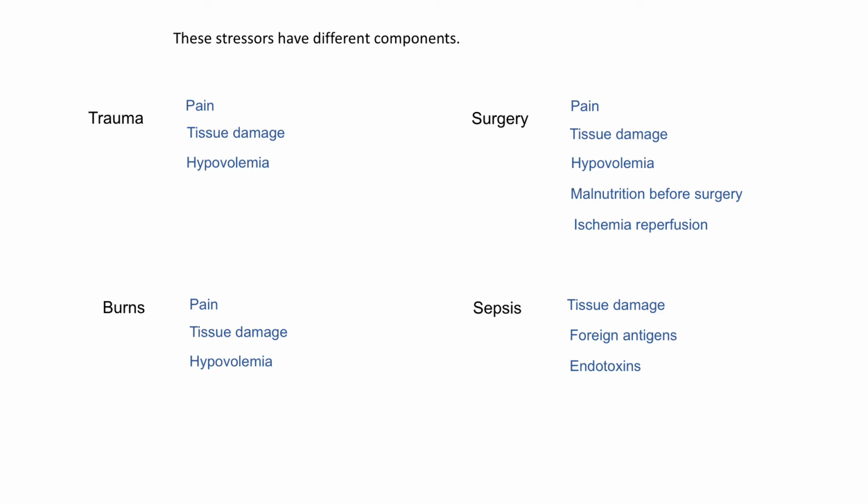So we can see these stressors appear quite different, but they have similar components. So metabolic response to these stressors will also be quite similar. So metabolic response to trauma will be similar with metabolic response for burns, surgery, and sepsis.